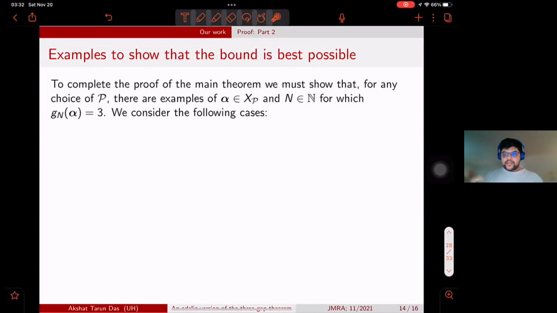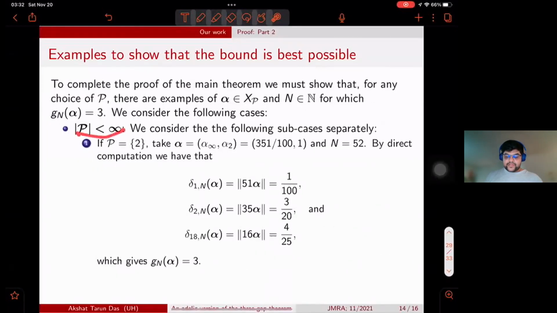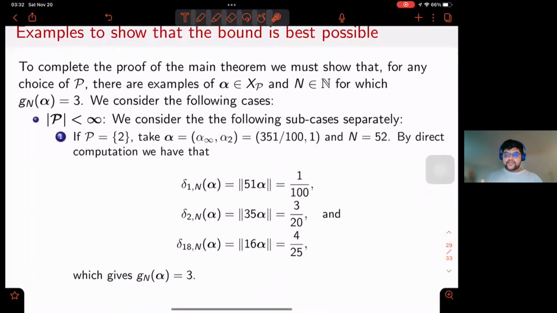So we have 2 parent cases, which also depend on how the metric is defined. The first parent case is when the set of primes is finite, and this has 3 different subcases. The first subcase is that the set of primes is the singleton set {2}. In that case, we take alpha to be this, and we take capital N to be 52. Then by computation, we see that there are 3 distinct gap lengths, nearest neighbor distances, so the little g sub alpha function is actually equal to 3.